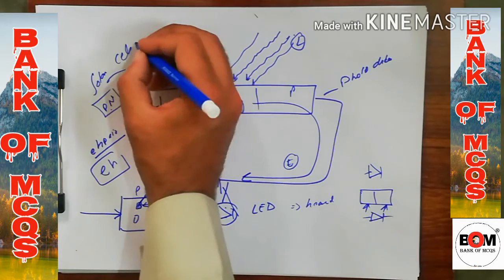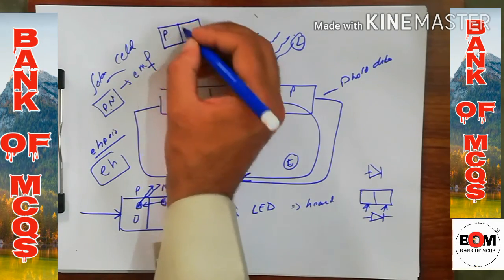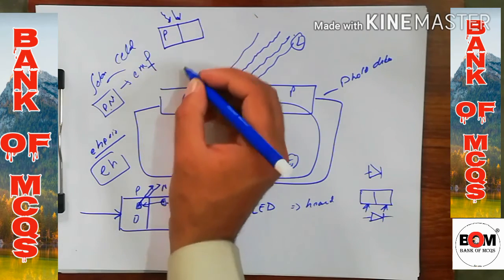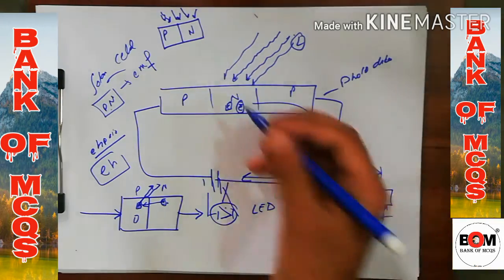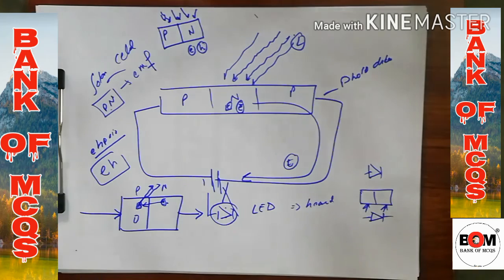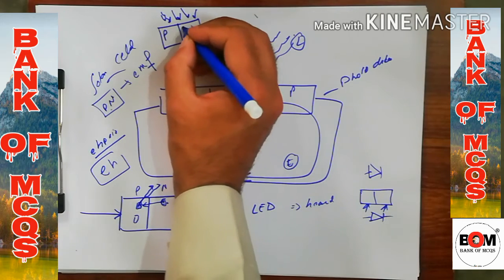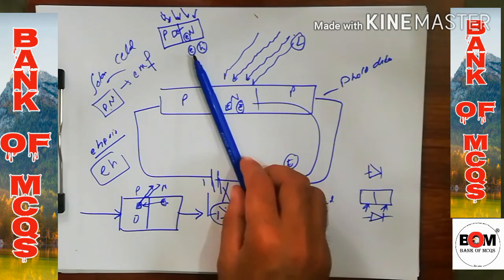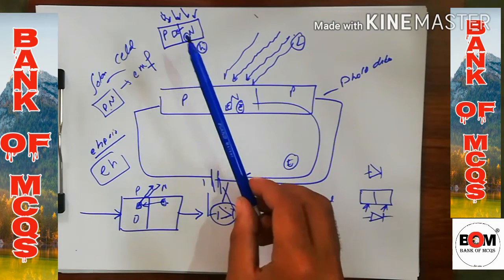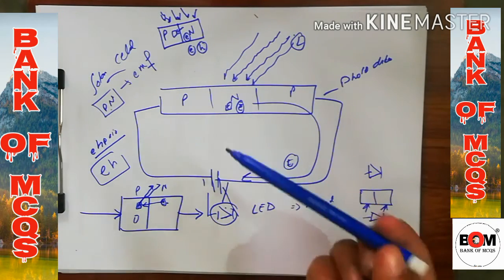So in a solar cell, we have a PN junction, in which light falls on the N junction, not on P. So in the N junction, when light falls, electrons as well as holes are generated. Now these electrons and holes are separated. Electrons are swept towards the N side and holes move towards the P side. Now these electrons are then collected, and the collection of electrons is called current. This is called a solar cell.